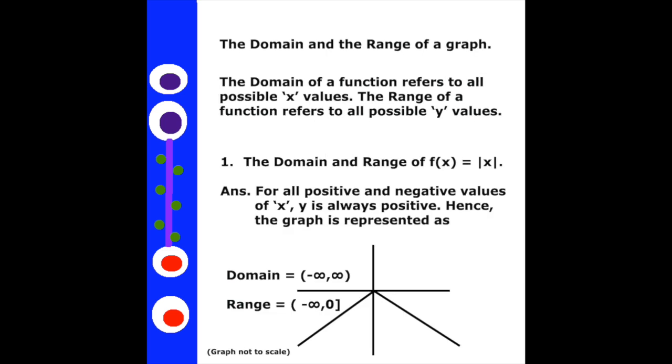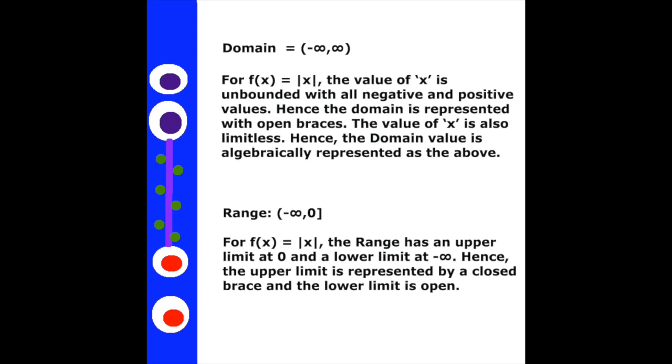The domain and the range of a graph. The domain of a function refers to all possible x values. The range of a function refers to all possible y values. For f of x equals absolute value of x, the value of x is unbounded with all negative and positive values. Hence the domain is represented with open braces. The value of x is also limitless. Hence, the domain value is algebraically represented as above.